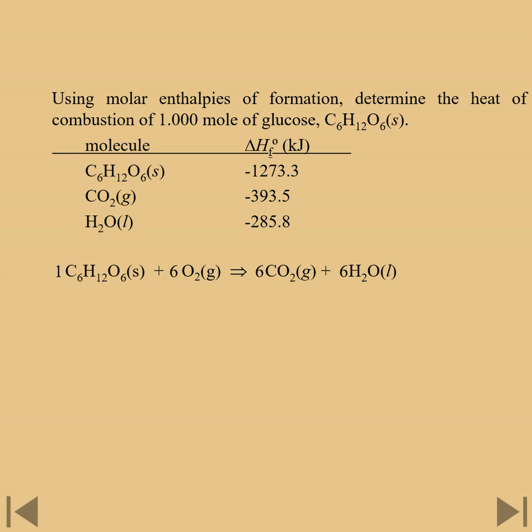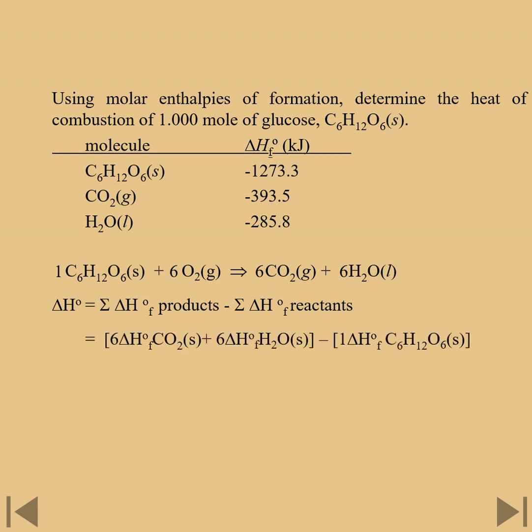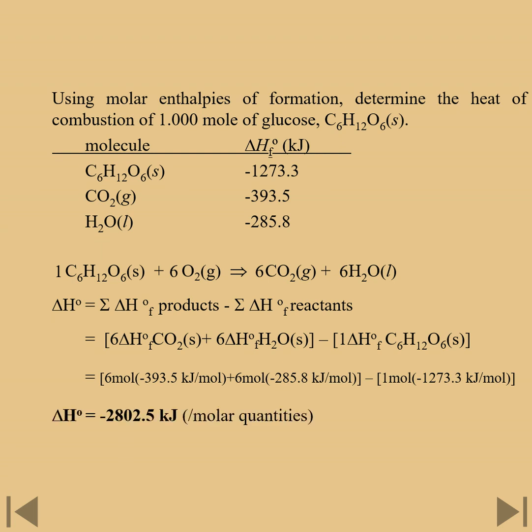And so the enthalpy of a reaction is the sum of the enthalpies in the products minus the sum of the enthalpies in the reactants. So we're looking at the enthalpy in the 6 carbon dioxides and the 6 waters minus the enthalpy of the glucose. We're given all those quantities, so we plug them all in. And do note we have to take into account those coefficients. And I come up with negative 2802.5 kilojoules per the mole quantities based on the way the chemical reaction is written.